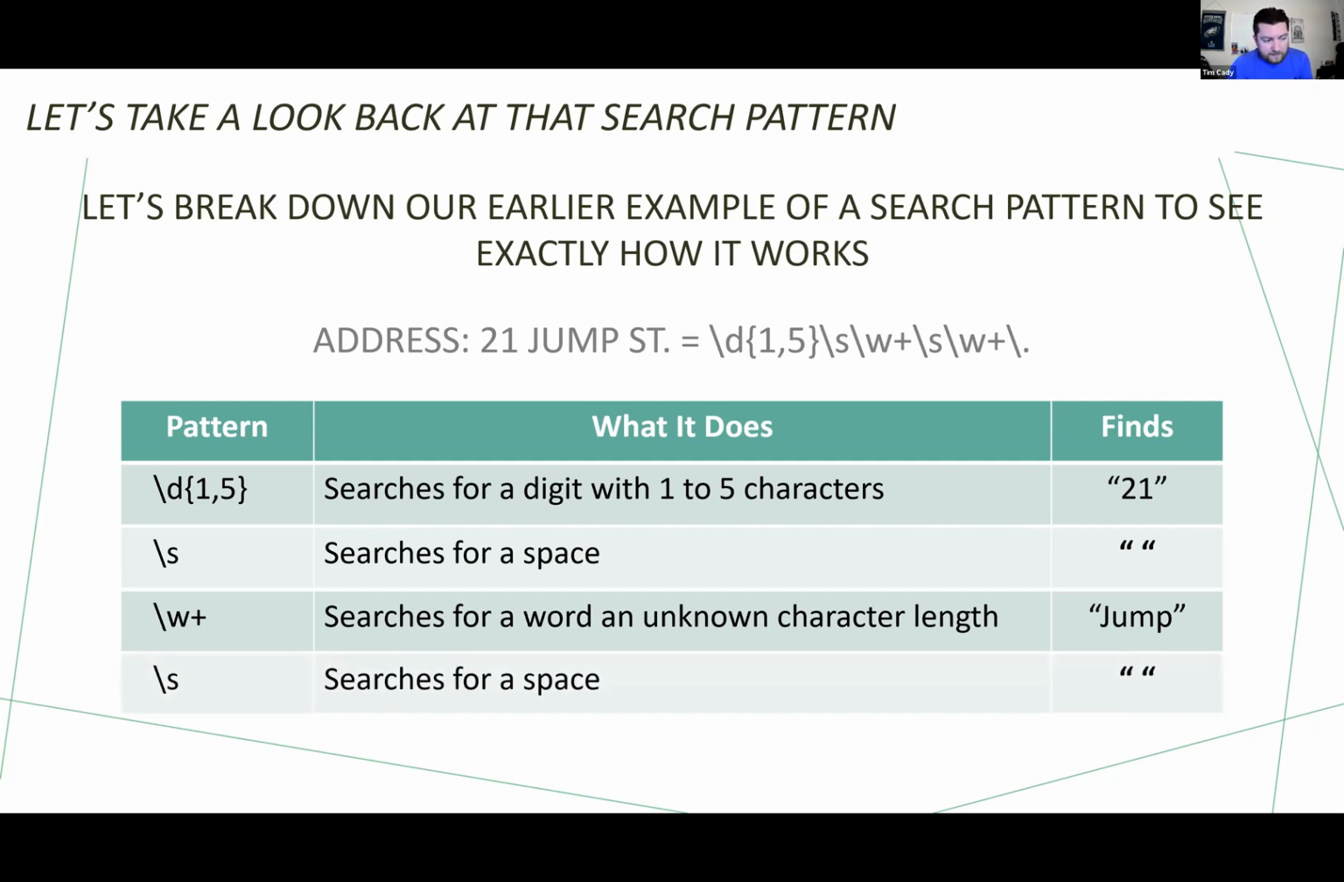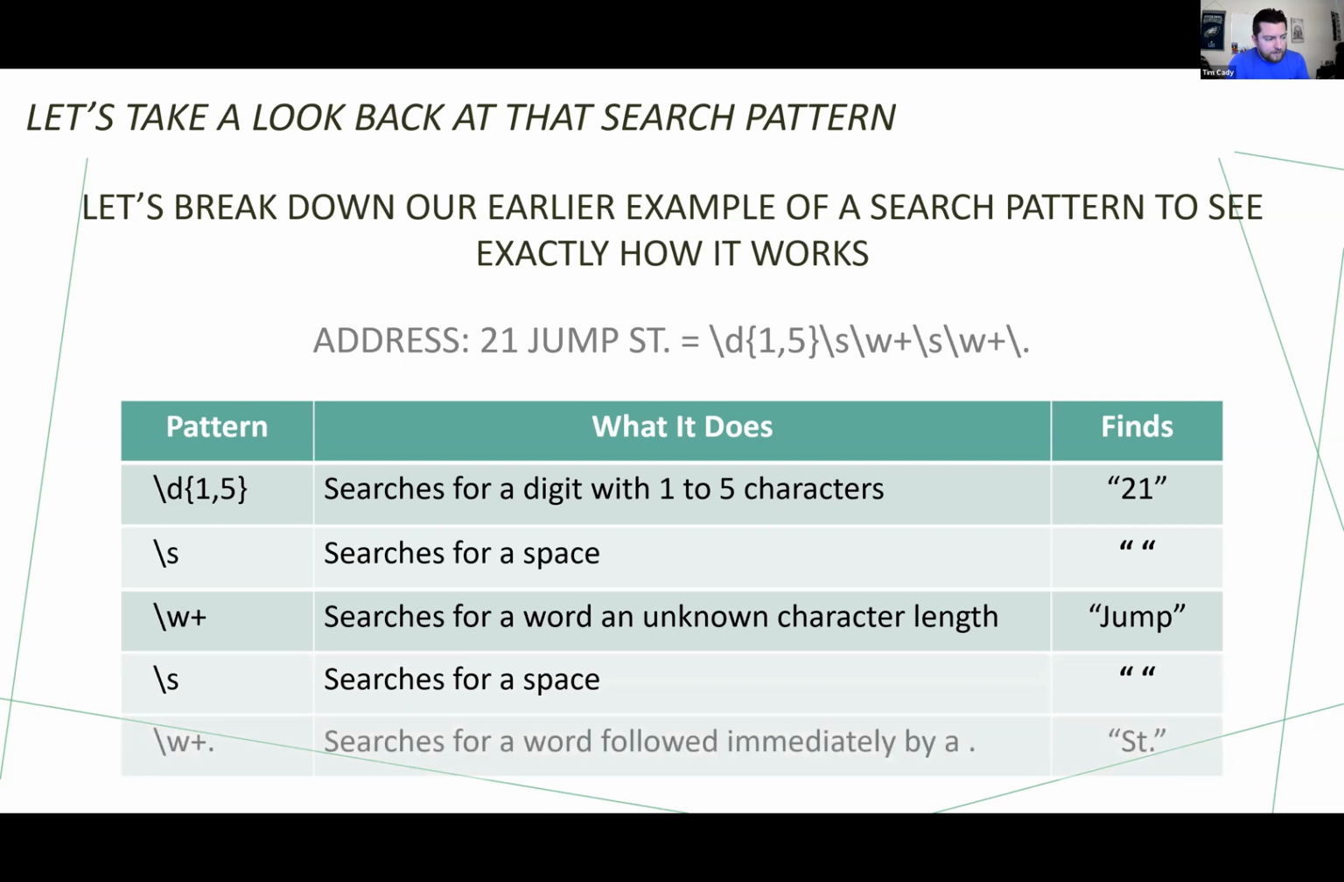A \s again for another space. And then finally wrapping up with another \w plus. Maybe we'll put a period in there, which can act either as a wildcard, or we can make that period literal and find the period after street, for example, if it was abbreviated. So that's again just circling back on the example, breaking that down piece by piece.